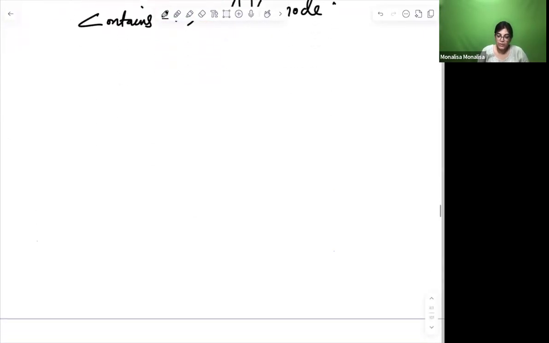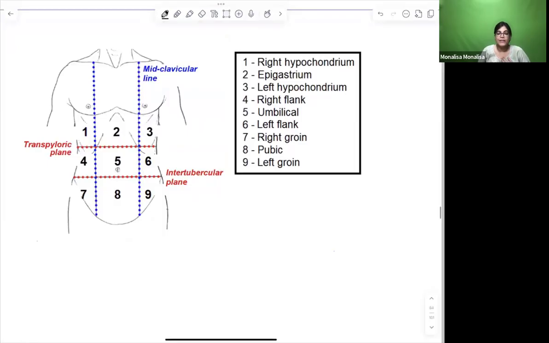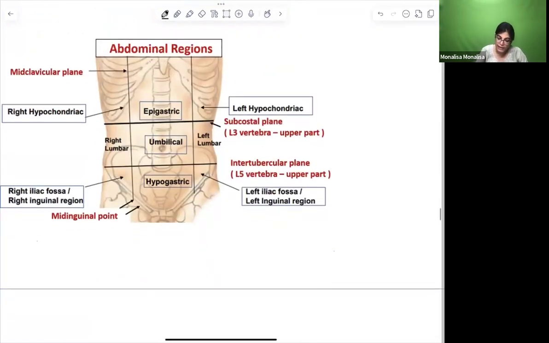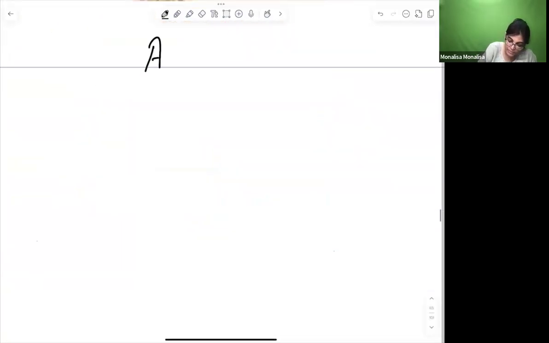Done? Now, next is to know the planes. In abdomen, so many planes have been asked. You have to know the level of transpyloric plane, intertubercular plane, subcostal plane and supracristal plane. In this diagram you can see subcostal plane L3 vertebral level, intertubercular plane L5, transpyloric plane L1 and the supracristal plane at the level of L4. So write down important abdominal planes and their levels.